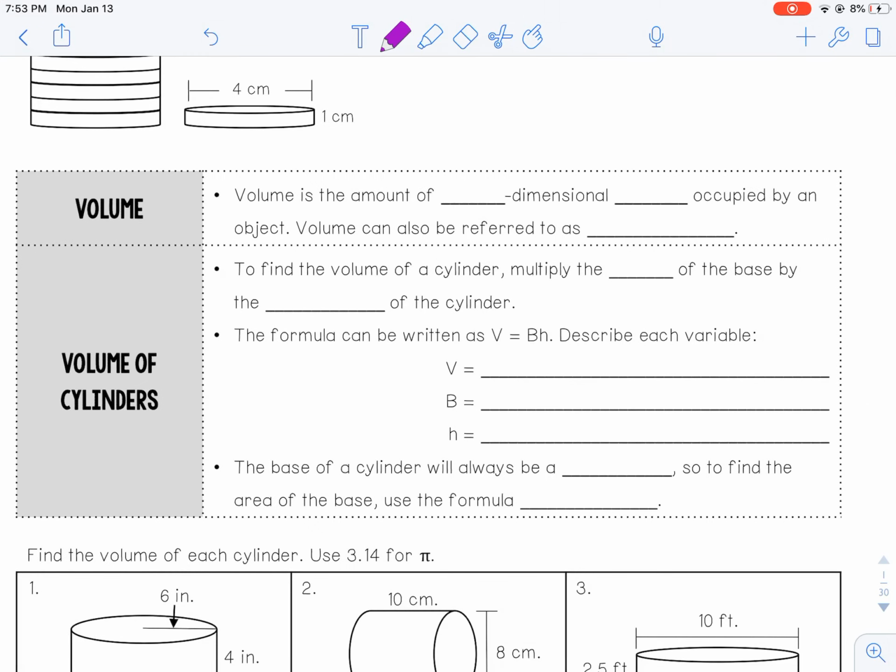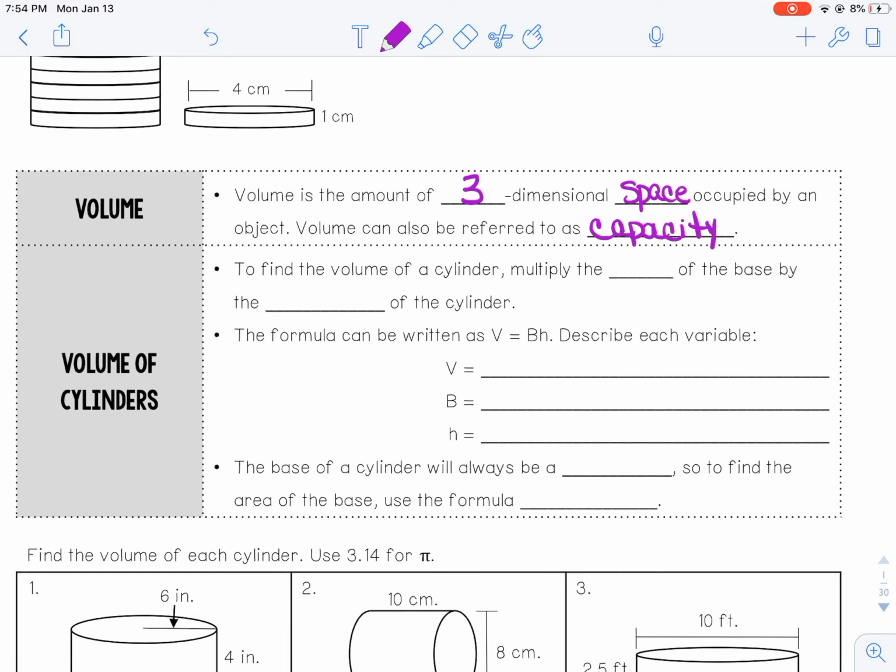The volume is the amount of three-dimensional space that is occupied by an object. Volume can also be referred to as capacity. So if you've ever gone with your parents to buy a new dishwasher or a washing machine or a refrigerator, a lot of times they give you the dimensions as its capacity, and that's what they're talking about, volume. Volume is three-dimensional because you are multiplying three different dimensions. Hopefully that makes sense.